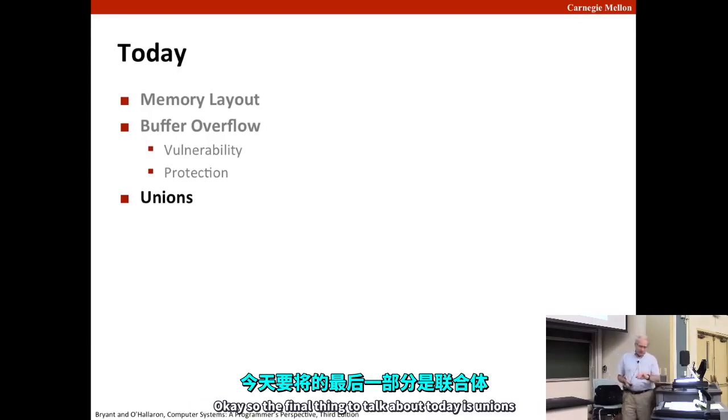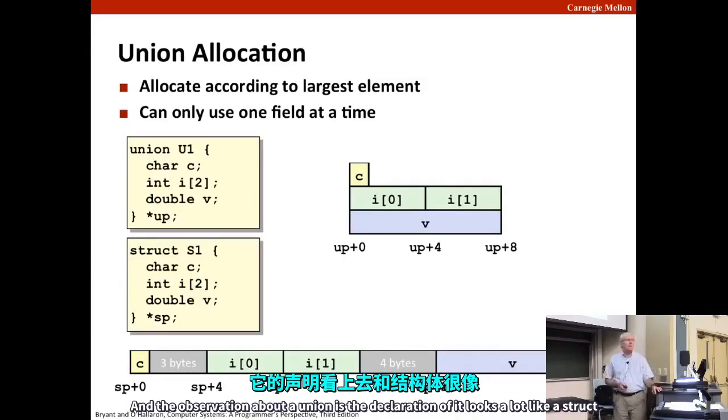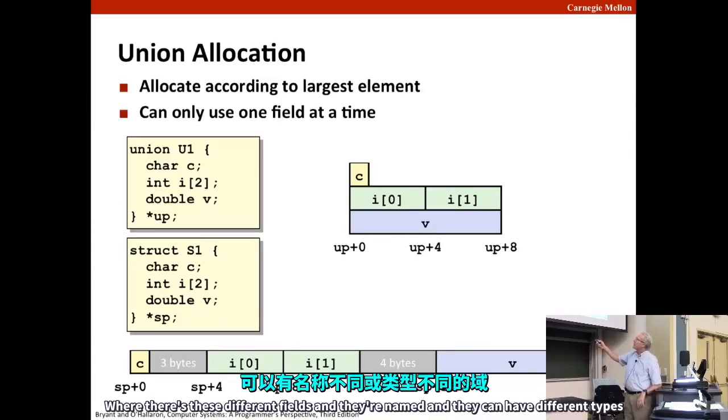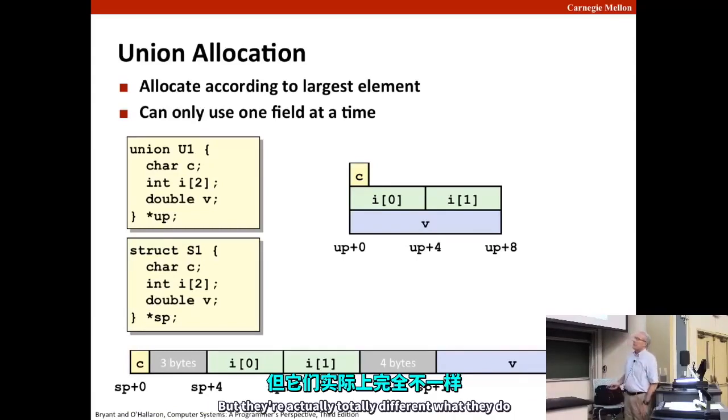Okay, so the final thing to talk about today is unions. And the observation about a union in C is that the declaration of it looks a lot like a struct, where there are these different fields and they're named and they can have different types and there can be pointers to unions and all that stuff. But what they do is actually totally different.